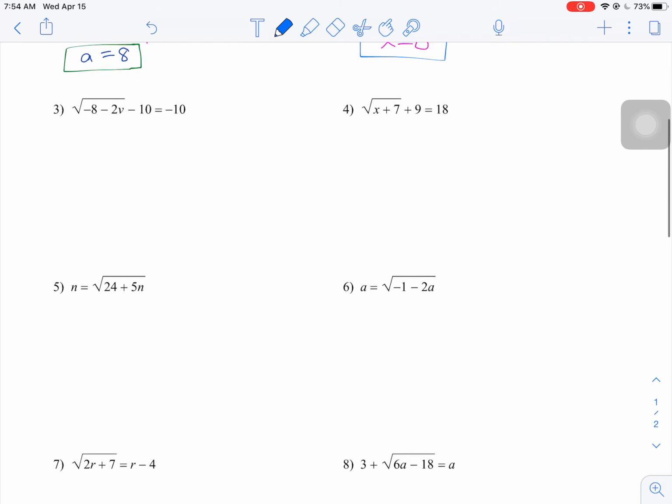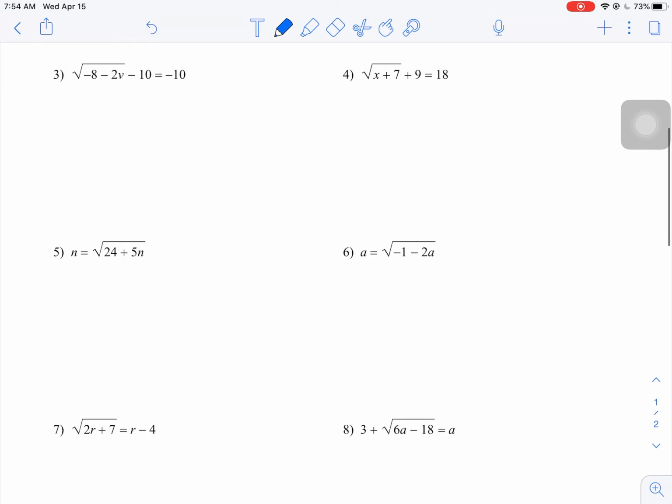On 3 and 4, let's just make sure you have the initial start correct, and then you could check the key later for the rest of the work. So on number 3, I'm going to box up the radical that we need to isolate all by itself first. In order to get rid of this negative 10, I have to add 10 to both sides of the equation like that. So square root negative 8 minus 2v equals 0. And then you would solve from there.